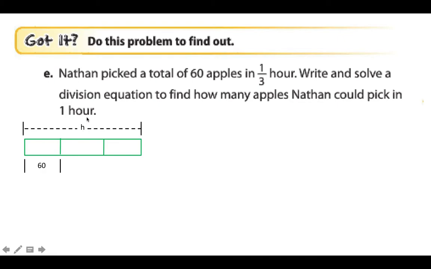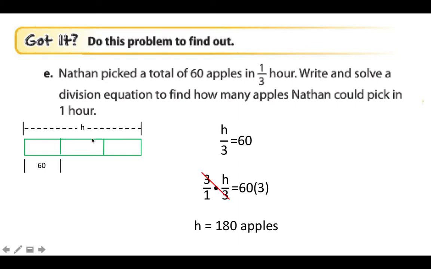So H for us is going to represent the whole hour, and we're dividing that whole hour into 3 equal parts. 1, 2, 3 equal parts, because 60 apples needs to be 1/3 of the hour. Okay, so 60, number of apples in 1/3. So our division problem is going to be H divided into 3 equal groups, where each equal group is 60. H divided by 3 equals 60.